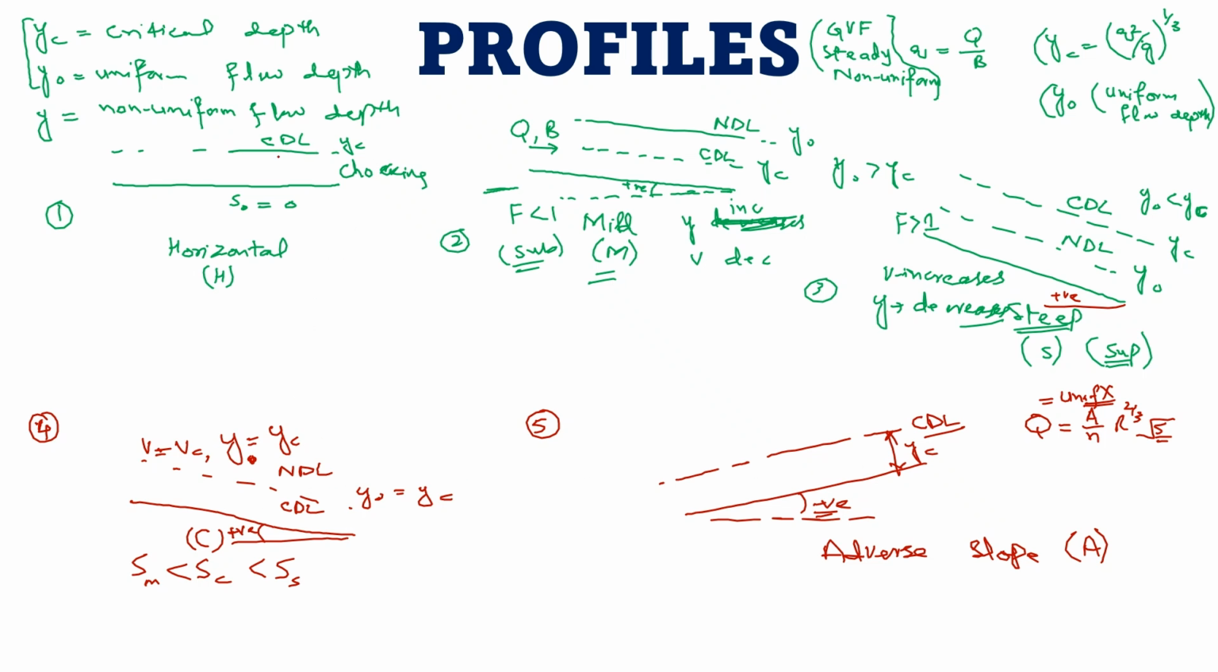In case of horizontal, we will also have yc. In these three cases, in case of mild slope, in case of steep slope, and in case of critical slope, we will have flow. It means that mild, steep, and critical have uniform flow in them, but in case of horizontal and adverse slope, there is no uniform flow.